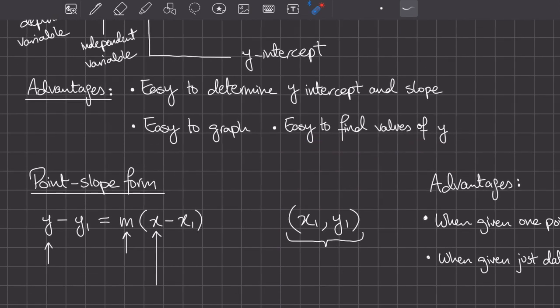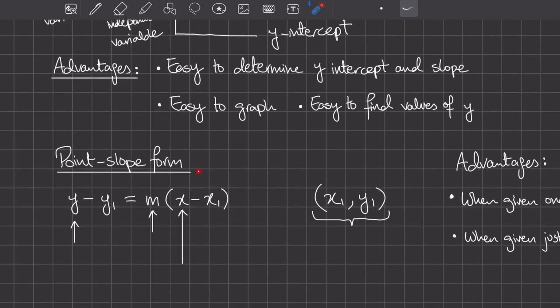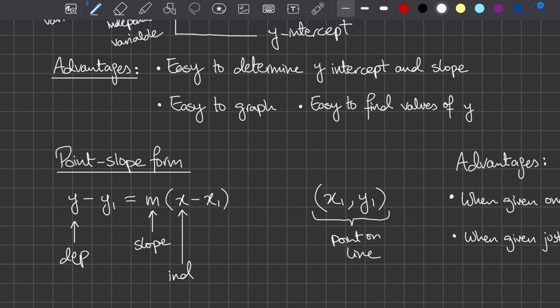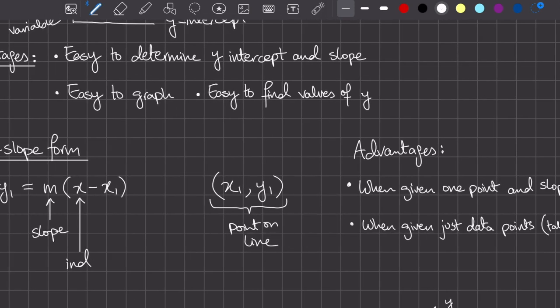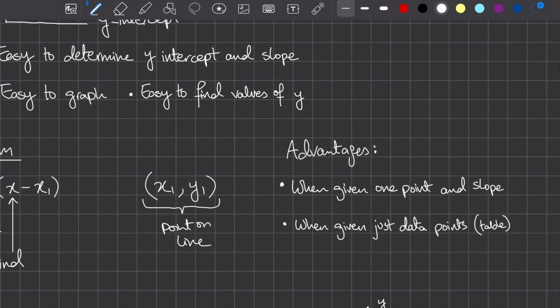The second way to represent a linear equation is by using the point-slope form, which is y minus y1 equal to m times x minus x1, where y is the dependent variable, x is the independent variable, m is the slope of the line, and (x1, y1) is a point on the graph. The point-slope form is ideal when a specific point and the slope of the line are given, and we need to find the equation, or when we are given specific data points.